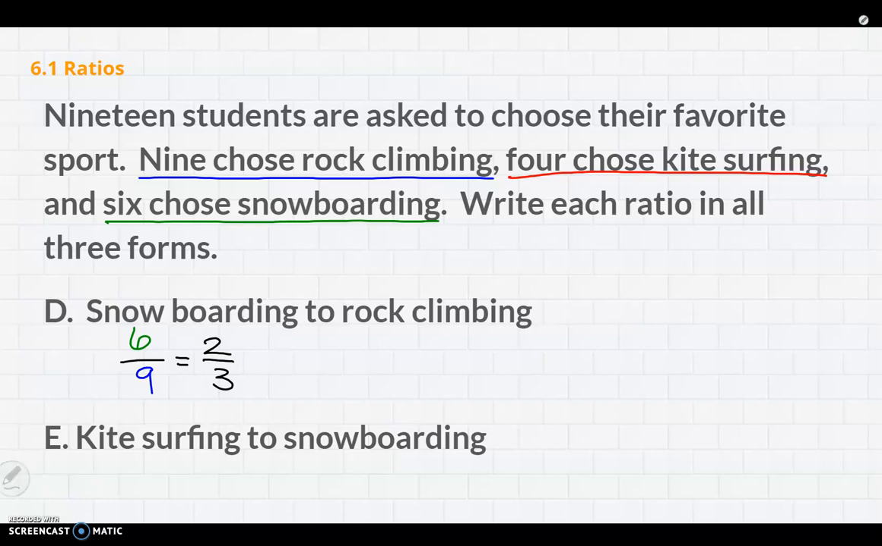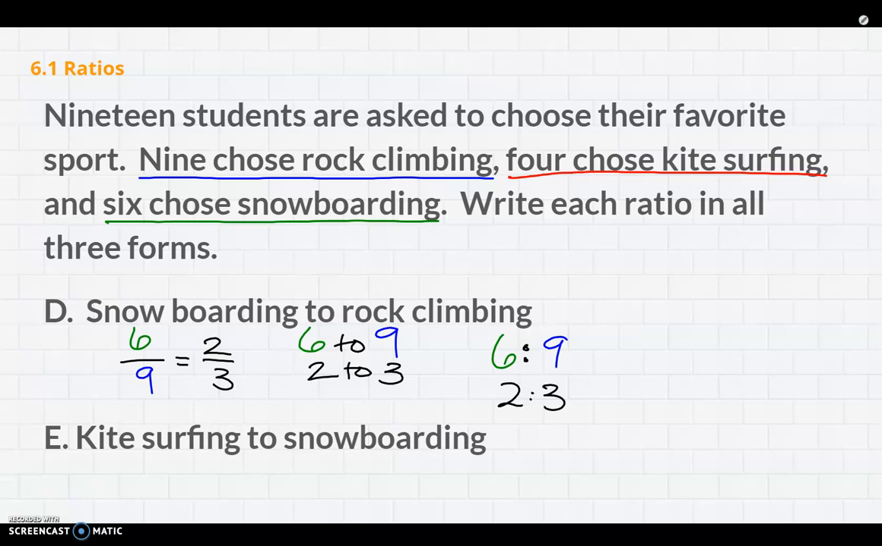Okay, so then of course every ratio after this, 6 to 9, I could write that as 6 to 9, or I could write that as 2 to 3, just the simplified version, okay? Or I can write this as 6 colon 9, okay? Again, this is 2 to 3. They represent the same amount of stuff.